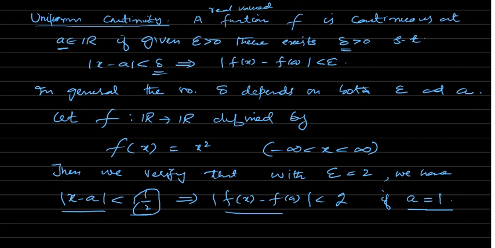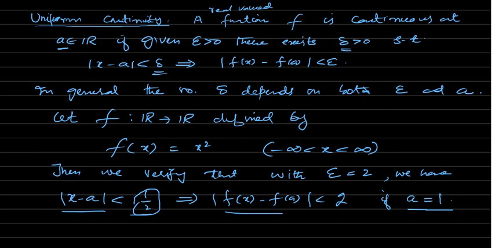And then we see that this is not true for each a. In particular, if I choose a equal to 10, this does not hold. Mod of x minus a less than 1 by 2 doesn't imply that mod of f of x minus f of a is less than 2. So for each epsilon positive, I cannot find one delta such that this holds for both a equal to 1 and a equal to 10. In other words, this delta depends on the point also. So I have to change this delta.